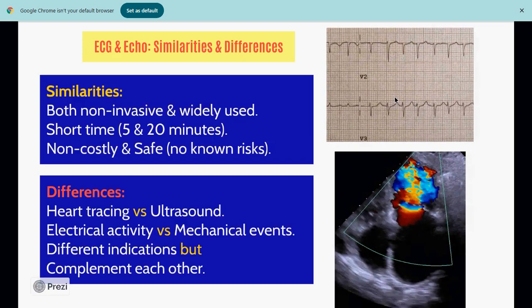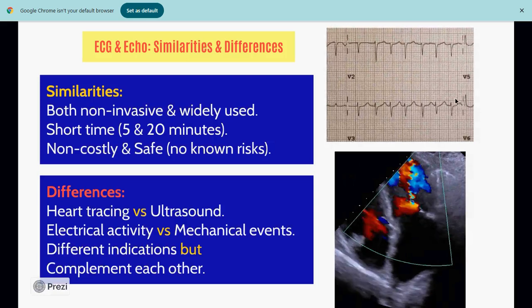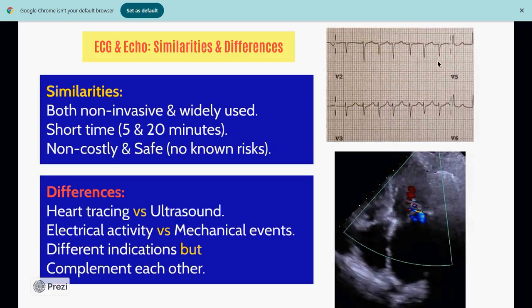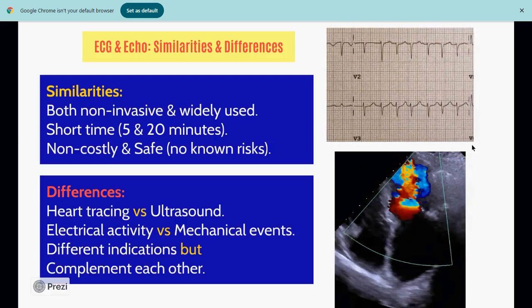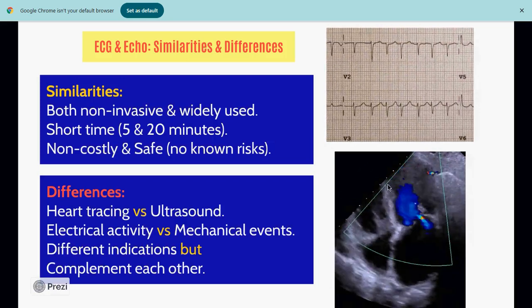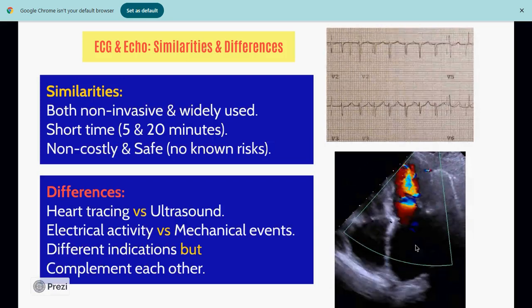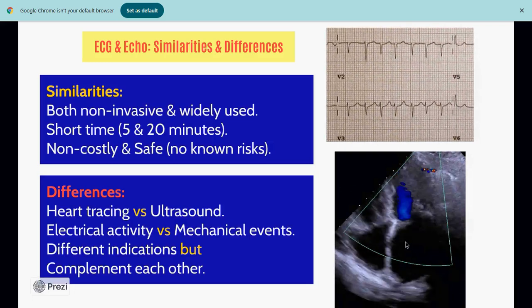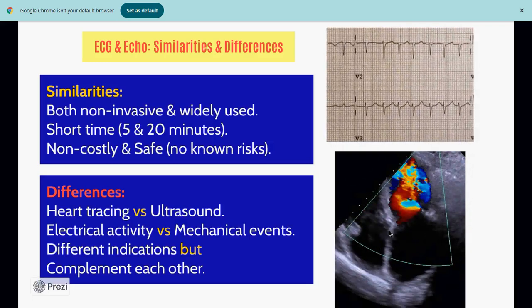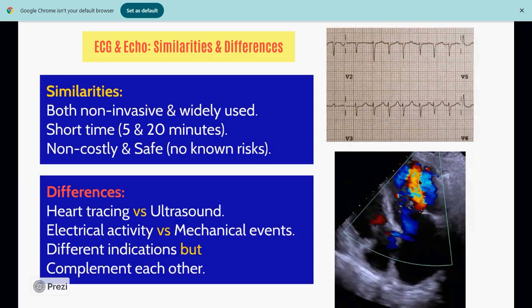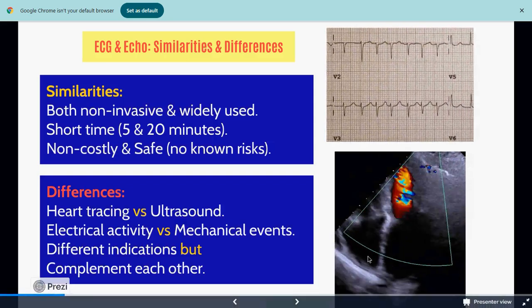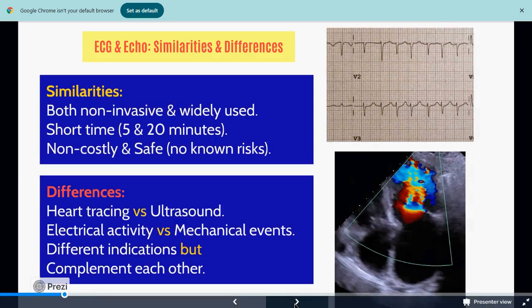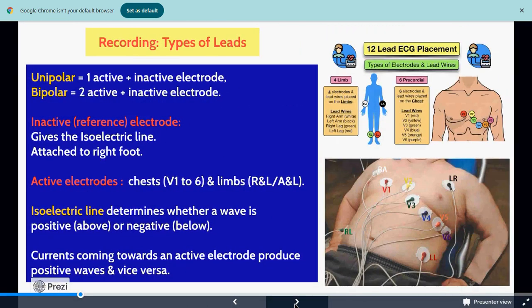So if you see this is the ECG, you see it as a paper, but in the machine it will be like electrical tracing, recording. However, the echo, you will see the heart as a contracting, mechanically active organ with color, and the color is called Doppler. We're going to cover that when we talk about echo.